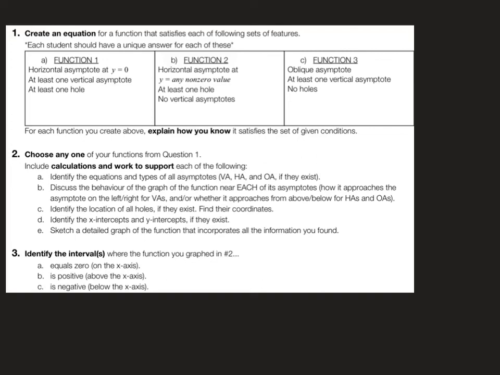All right, I'm just going to go over our test a little bit. Sometimes it's hard to give individual feedback to everyone, so I thought I'd just go over some of the common errors. So here, create an equation for a function that satisfies each of the following sets of features. Each student should have a unique answer for each of these. So function 1, we want a horizontal asymptote at y equals 0, at least one vertical asymptote, and at least one hole. But for each of these functions, you have to explain how you know it satisfies the set of given conditions.